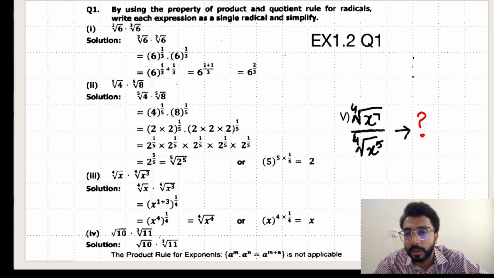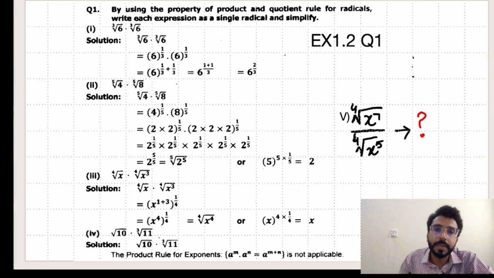Now start exercise 1.2, question number 1. Let's look at the question first. By using the property of product and quotient for radicals, write each expression as a single radical and simplify it. In the first question, the product property and quotient property are simple. You just have to learn the trick, which is that we look at the index.